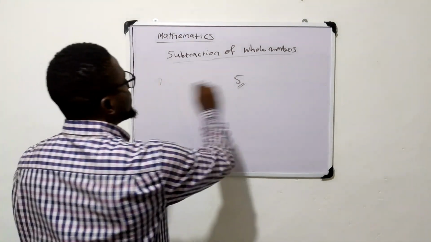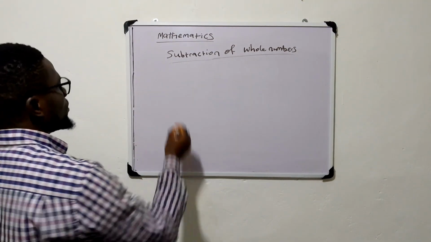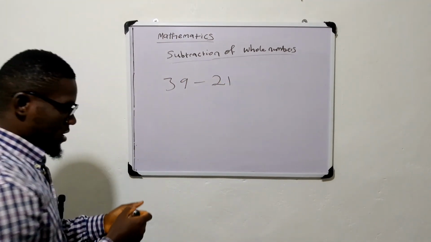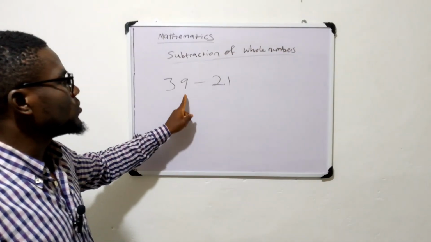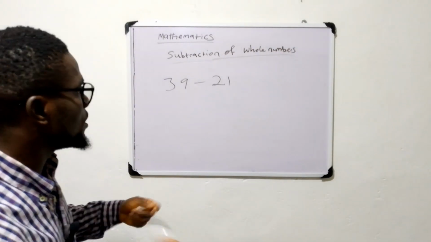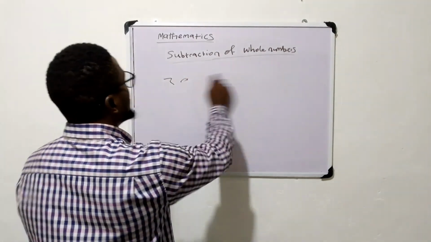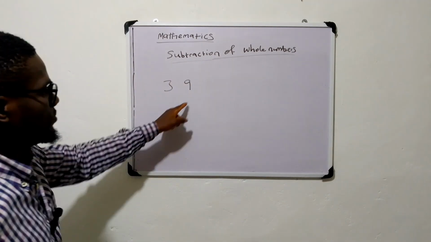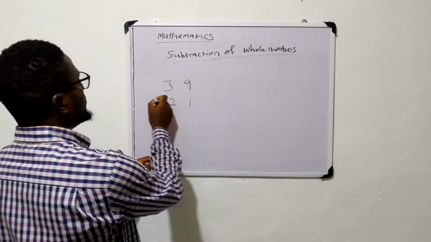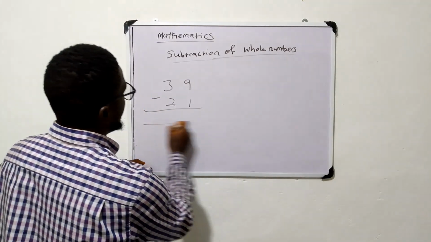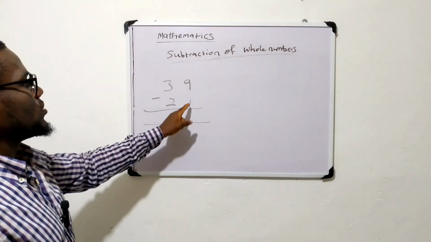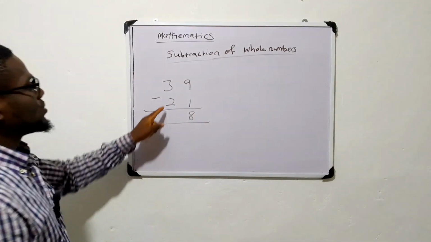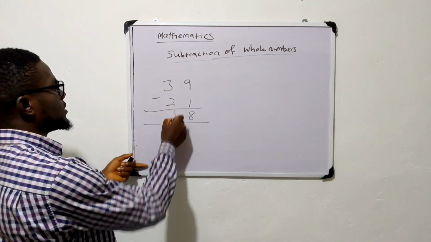Let's try two-digit numbers. You have something like this: 39 subtract 21. We might not solve this using the other method, so let's try something different now. You have 39. Now bring the ones, 1, 2, and bring the minus sign here. Can we subtract 1 from 9? It's possible. When we do so, you have 8. Can we subtract 2 from 3? Yes, when we do so, you have 18.